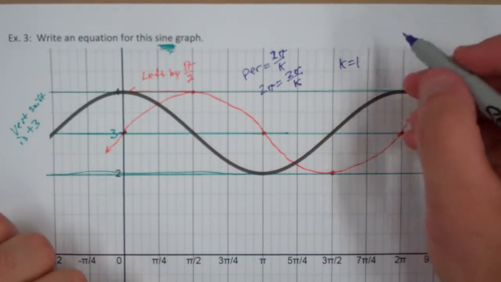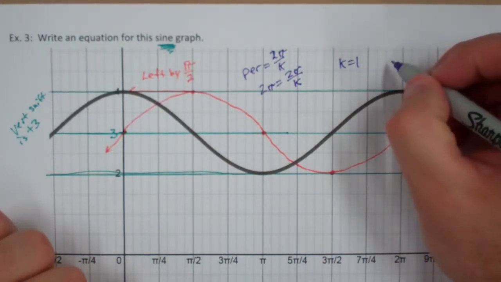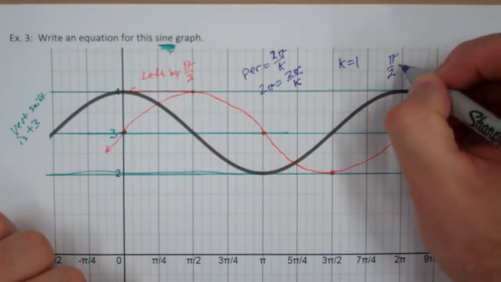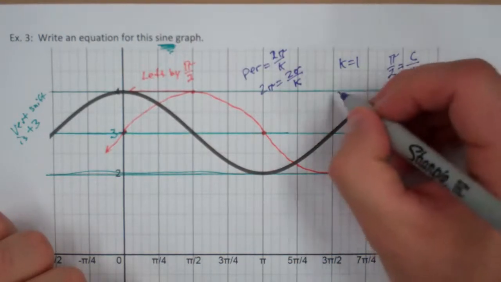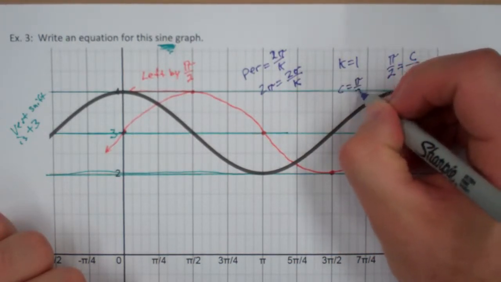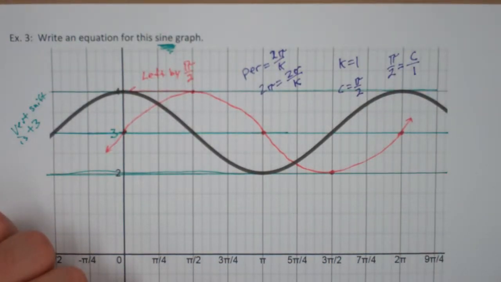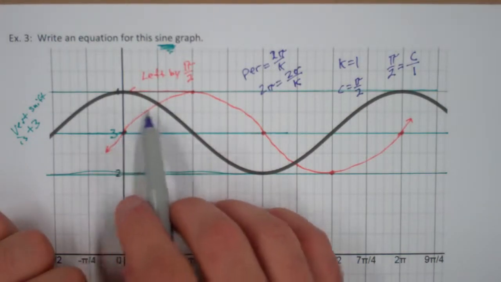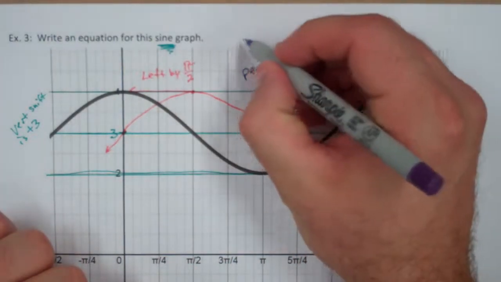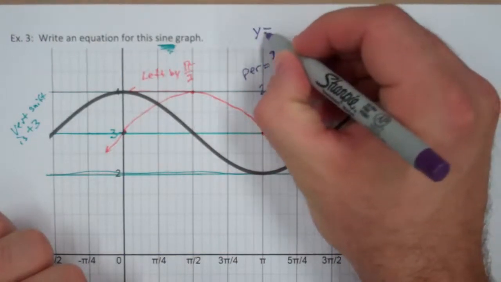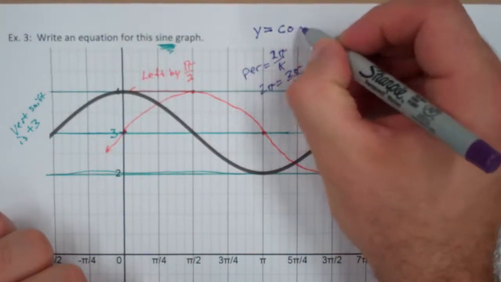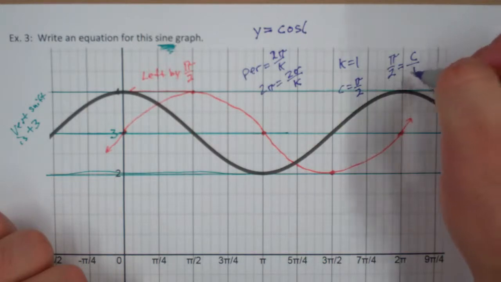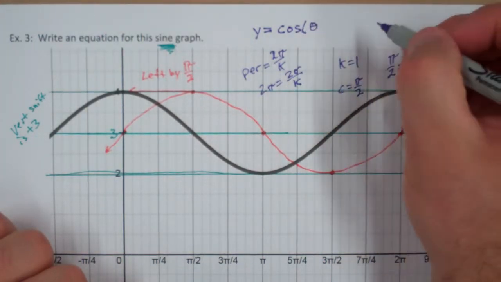We also need to know what C is. We know the phase shift is pi over 2, and that's equal to C over K. So we also know that C is pi over 2. What this is allowing us to do is write our actual equation. Notice that this graph here is not reflected, so we don't have to worry about that. So we'll write y is equal to, the amplitude is 1, so we don't have to worry about that. The cosine of just theta, because K is 1, the coefficient is 1 here.